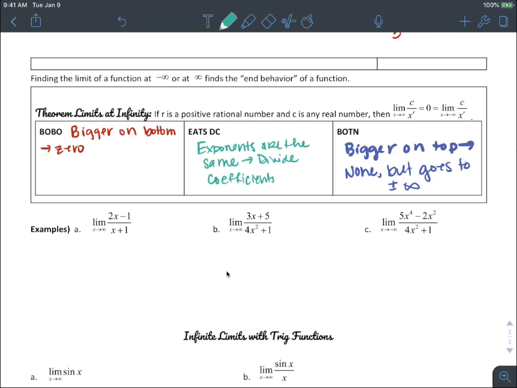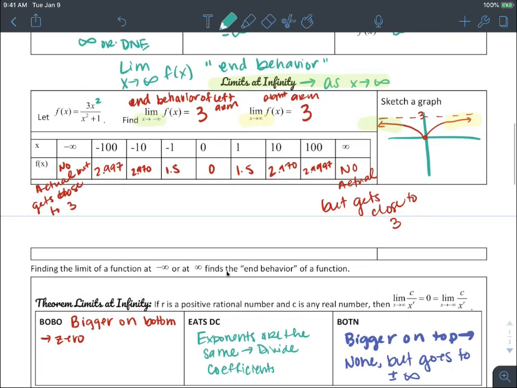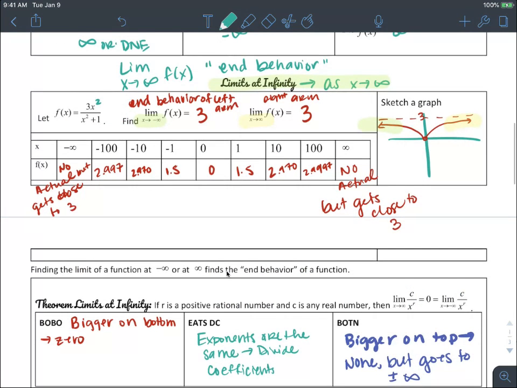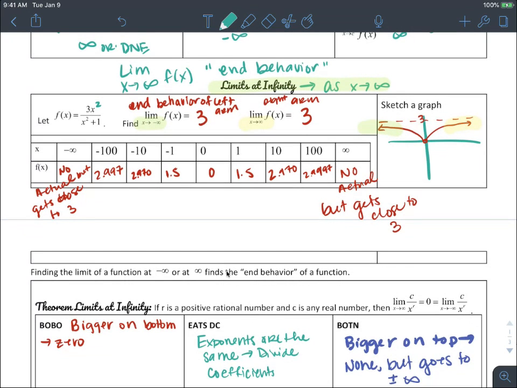Okay, we're looking at limits as x goes to infinity. So I went ahead and graphed my function, 3x squared over x squared plus 1. And you can see that this graph looks like it goes towards an asymptote.